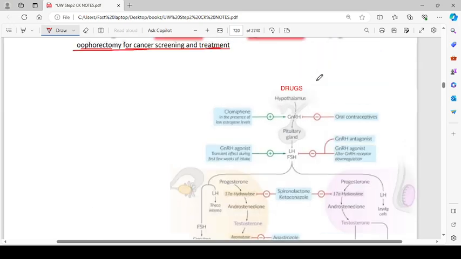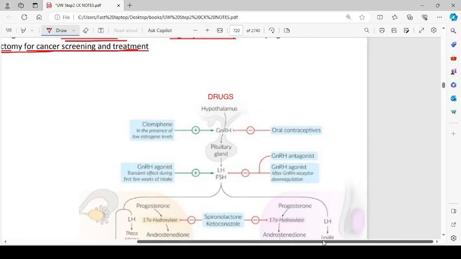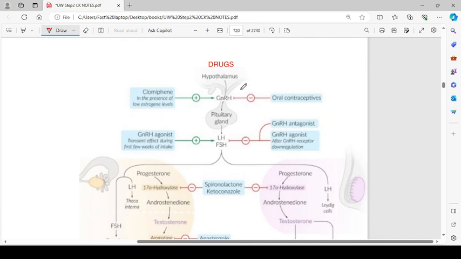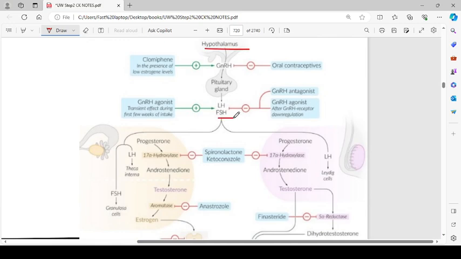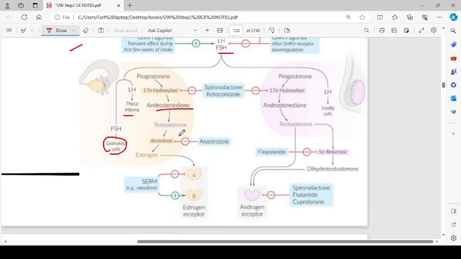So what is this about? I have to zoom it in. They're talking about drugs which act at different levels of the hypothalamic-pituitary axis, I guess. This is the hypothalamus, and we have GnRH that stimulates the pituitary to produce LH and FSH. Then in the ovary, FSH will stimulate the granulosa cells and LH will stimulate the theca cells.